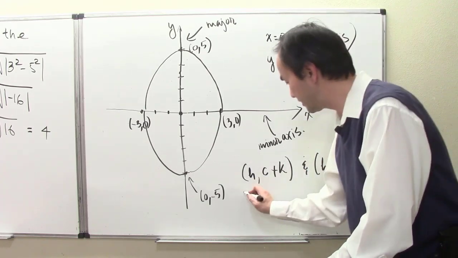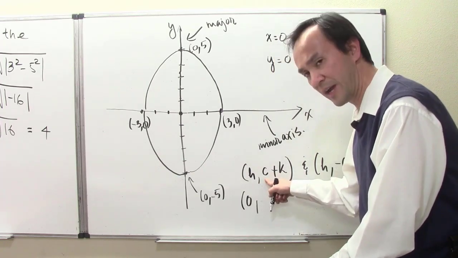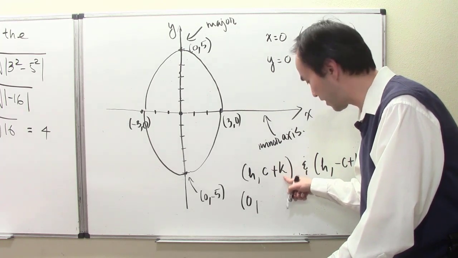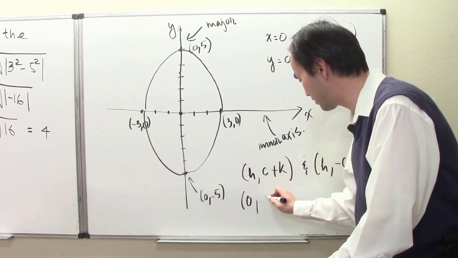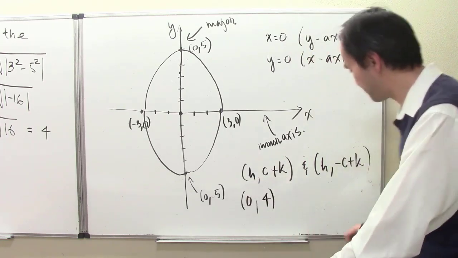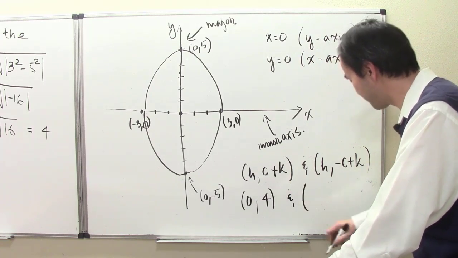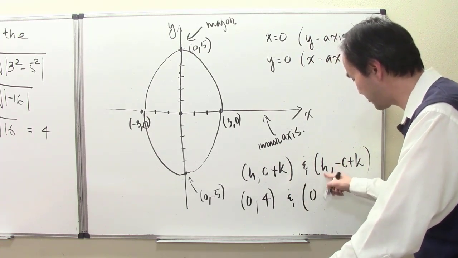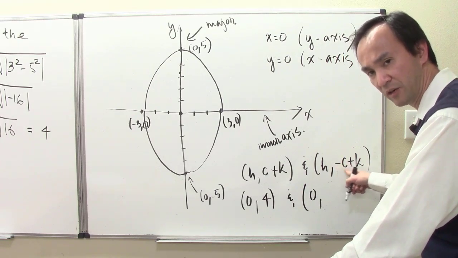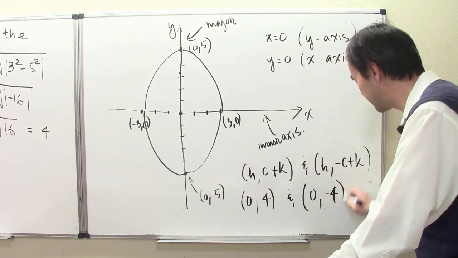Our h is 0 in this problem as identified. c here was calculated previously to be 4, and k was identified to be 0. So in that case, we have (0, 4). That's one of our foci. And for the other focus, 0 for h, minus 4 because c equals 4, plus 0 for k. We're looking at negative 4.